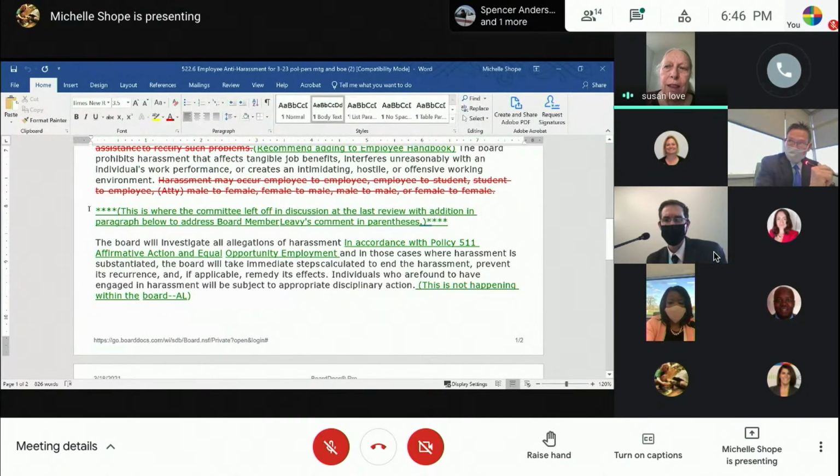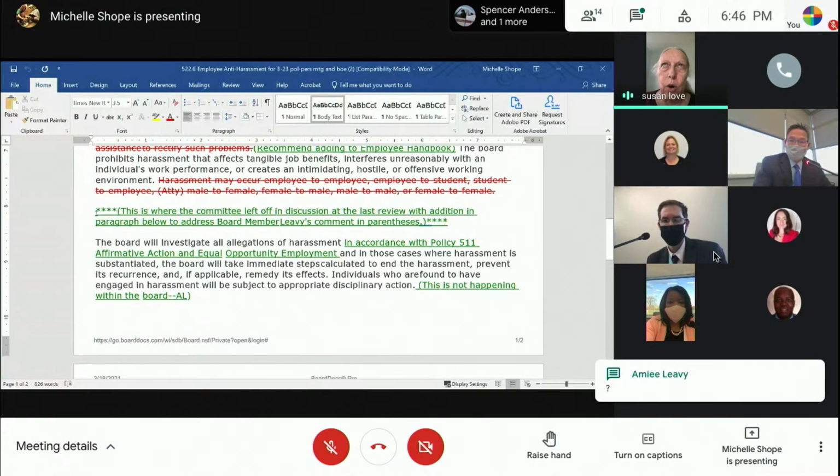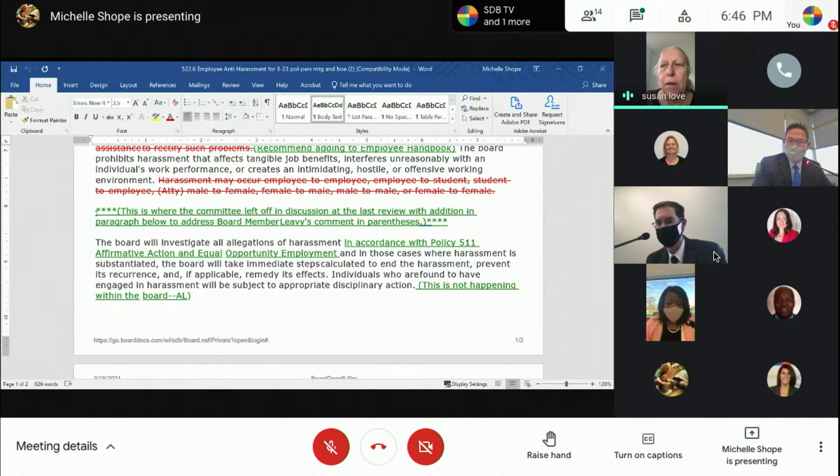And the same with in the middle of that sentence where it says the board will take immediate steps. Since it's not the board that's actually doing the action at that point, you could modify that to say immediate steps calculated to end the harassment, prevent the recurrence, and if applicable, remedy its effects will be taken.